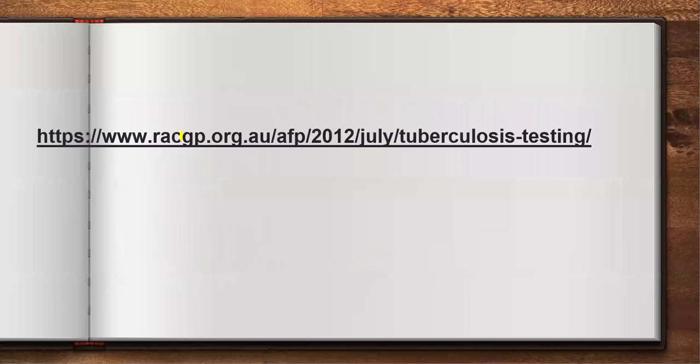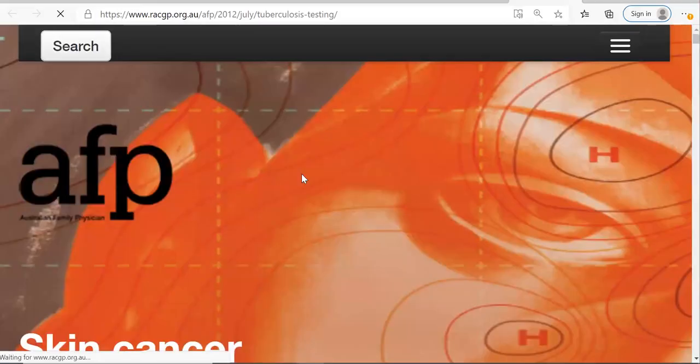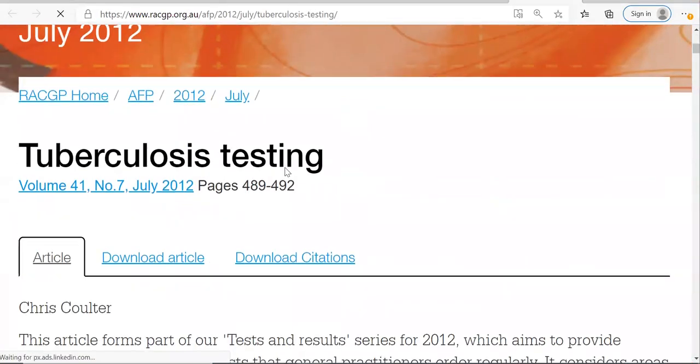For this question, we need to go into the RACGP guideline. The RACGP guideline is very good for your medicine related questions, so always try to search that. This is a purely Australian guideline.